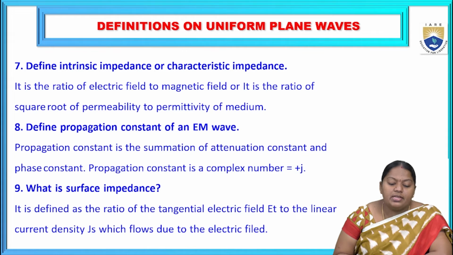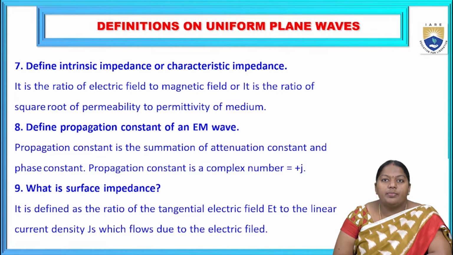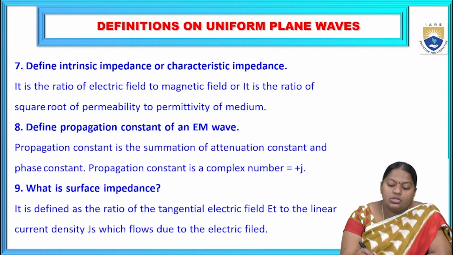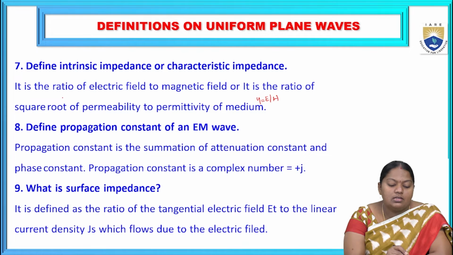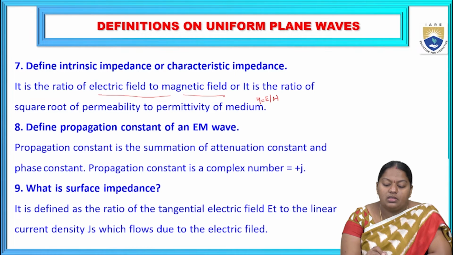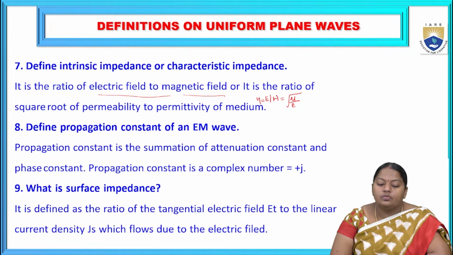Next, define intrinsic impedance or characteristic impedance. It is the ratio of the electric field to the magnetic field, or the square root of permeability to permittivity of the medium. Intrinsic impedance is generally represented with eta, and it is given by E by H, the ratio of the electric field strength to the magnetic field strength, or it is also defined as the square root of mu by epsilon, permeability to the permittivity of the medium.